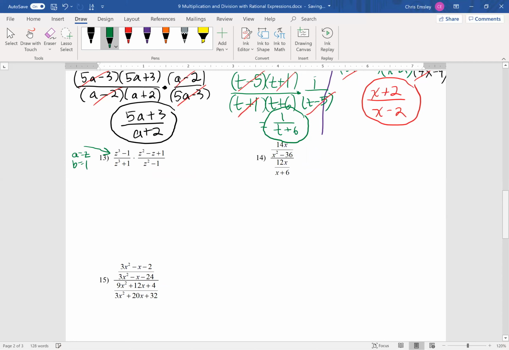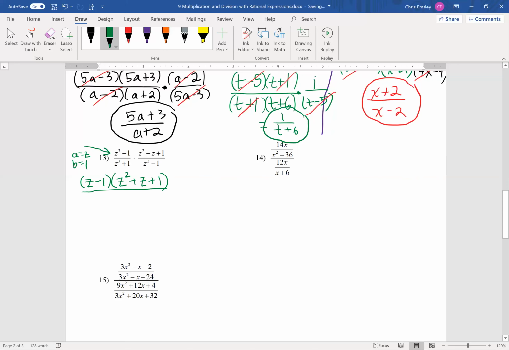And the formula for the difference of two cubes is a minus b times a squared plus ab plus b squared. So there is our factorization in the difference of two cubes.